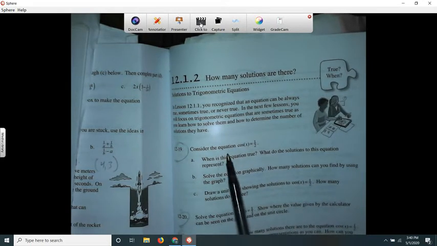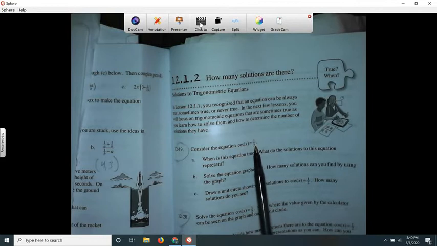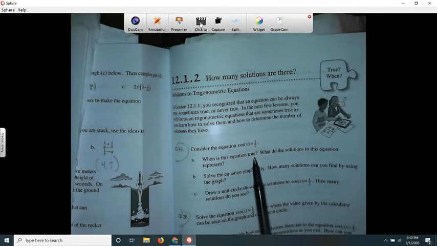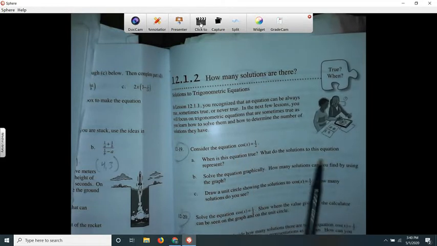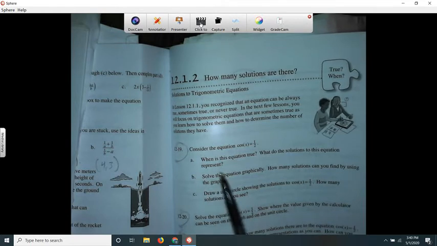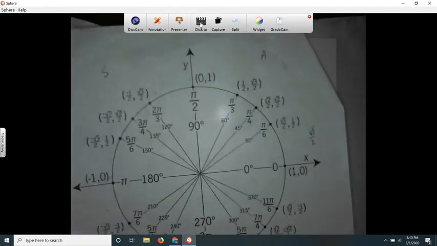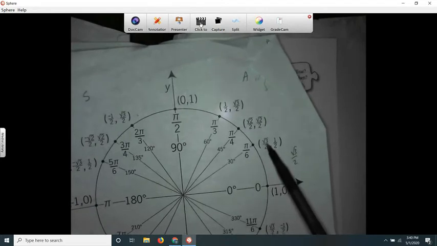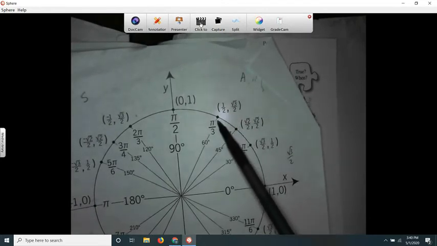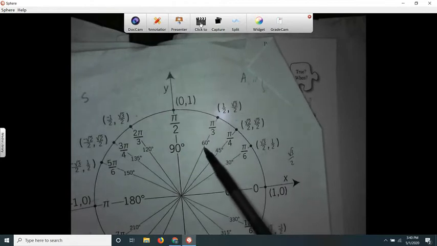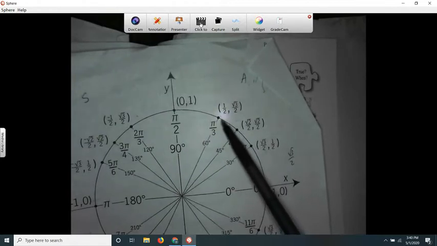Consider the equation cosine x equals a half. When is this equation true? What do the solutions to this equation represent? So for letter A, when is it true? I'm thinking you guys are going to know that it's true when you look for cosine, the x values. So I can see cosine as a half at 60 degrees, which is pi over 3.